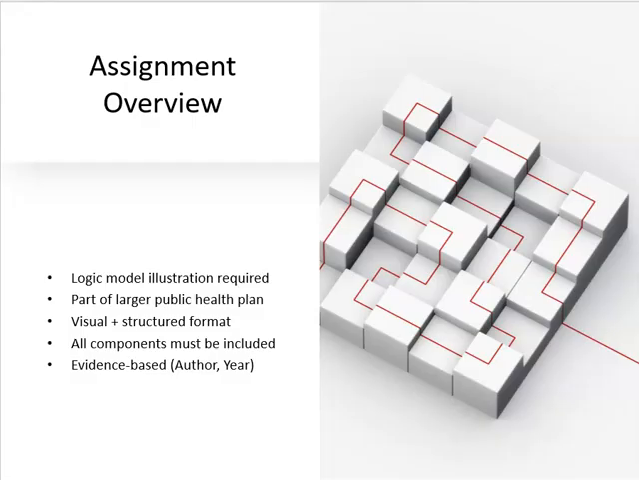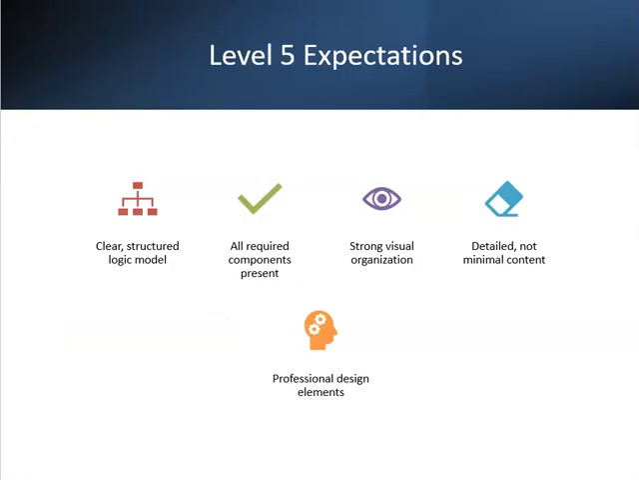At a level 5, I should be able to look at your logic model and immediately understand what your program is, how it operates, and what outcome it is designed to achieve. If I can't follow it visually, I can't give you a 5. So it needs to be appropriate. So how do we get it there? Let's take a deeper dive into how we get it there.